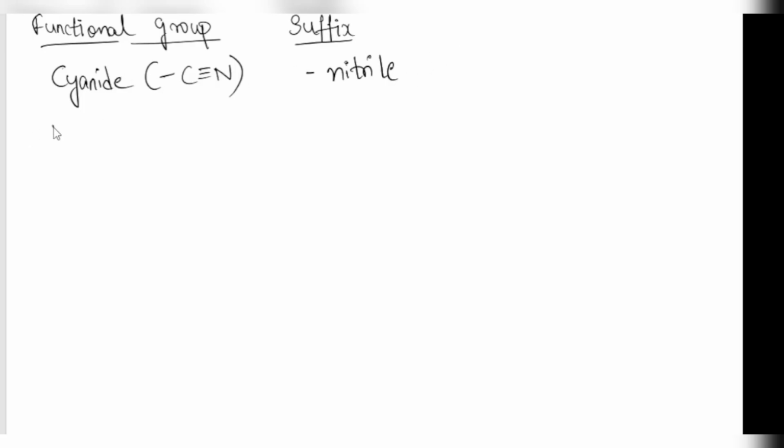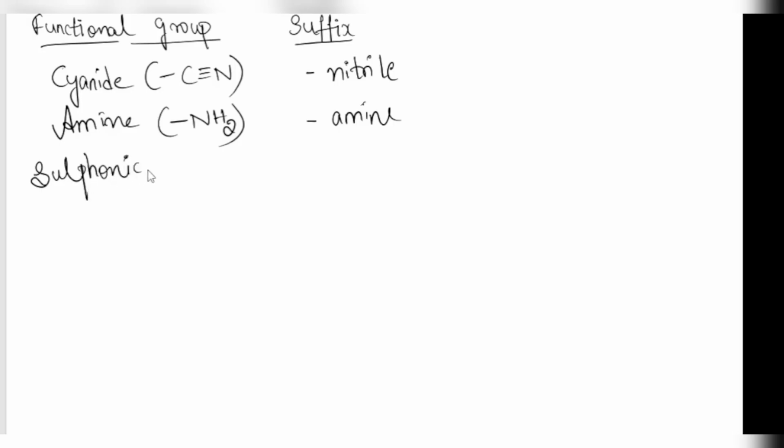Then for amines, that is the NH2 group. If any organic compound contains an NH2 group, that is called an amine. For this one we use amine as the suffix. Then if it contains sulfonic acid, which can be represented by the formula SO3H, if this group is there, we will use sulfonic acid. Benzene sulfonic acid, we know by the name sulfonic acid.